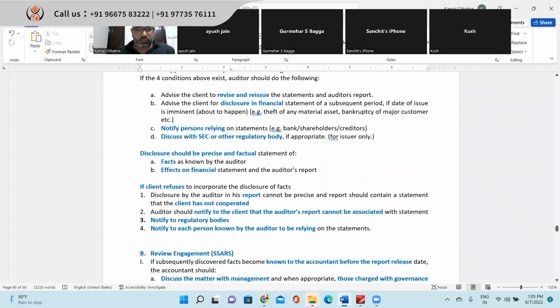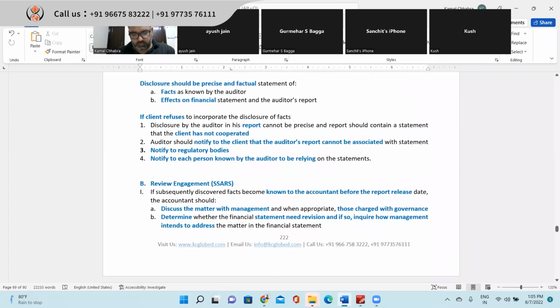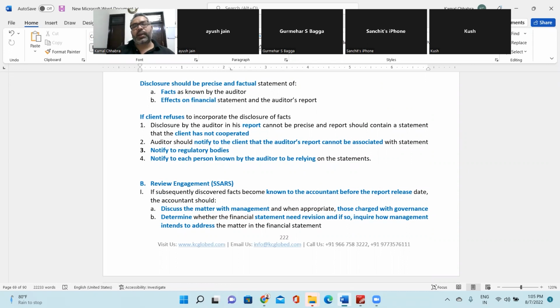But even if the intention was fine, but we got to know it after signing, we have to consider that also, no? Yes. If you have already signed, you can request the management to revise the financials and take the new audit report to share with the respective stakeholders. If management agrees, then it is fine. If management does not agree, then you will communicate to those parties whom you know would be relying on the financial statements and your audit report.